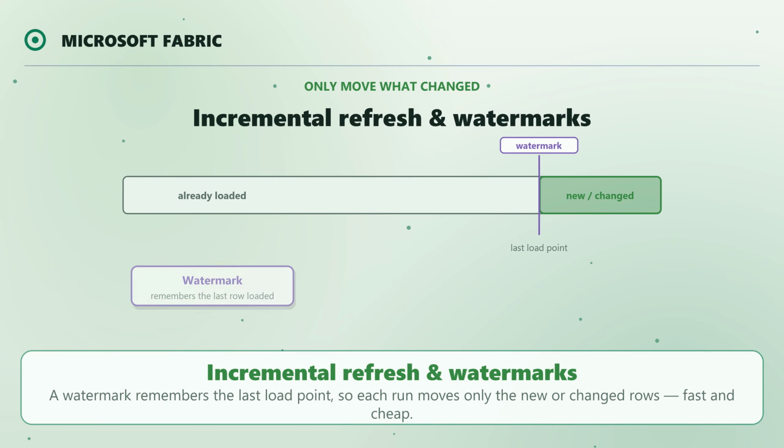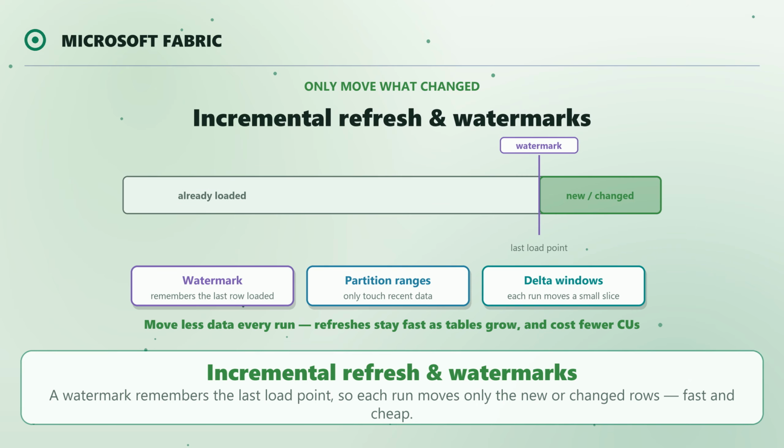Fast copy makes a single load quick. Incremental refresh makes the whole pattern sustainable by refusing to reload data you already have. Think about a table that grows every day. If every run recopies the entire thing, each run gets slower and more expensive as the table grows, even though yesterday's data hasn't changed at all. You're paying again and again to move rows you already moved.